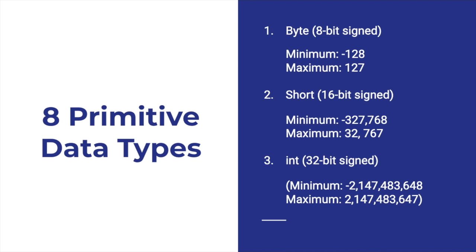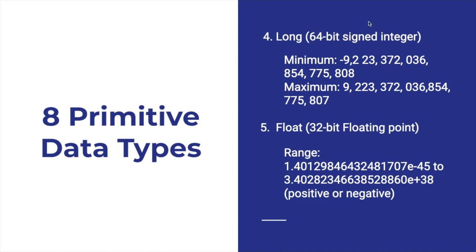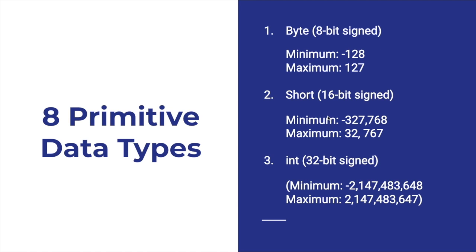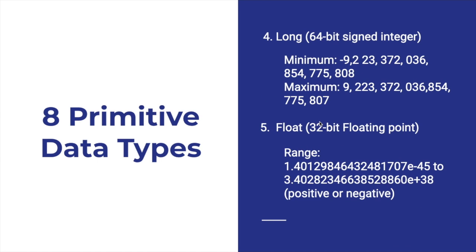We have the byte, which has a minimum of negative 128 and a maximum of 127. We have the short. This is an integer as well. We have an integer, or int. This is 32-bit signed, with a maximum value and a minimum value. We have long. Long is an integer as well. Integer has to do with whole numbers, numbers without decimal points. So long is an integer, short is an integer, and int is also an integer. Byte is like a small integer value.